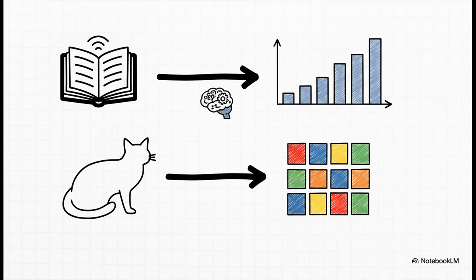So, for a computer to do anything at all with our words, analyze them, translate them, whatever, it has to turn them into numbers first. It's kind of like how a computer sees a photo. It doesn't see a picture of a dog, it sees a grid of pixels, and every single one of those pixels is just a number.